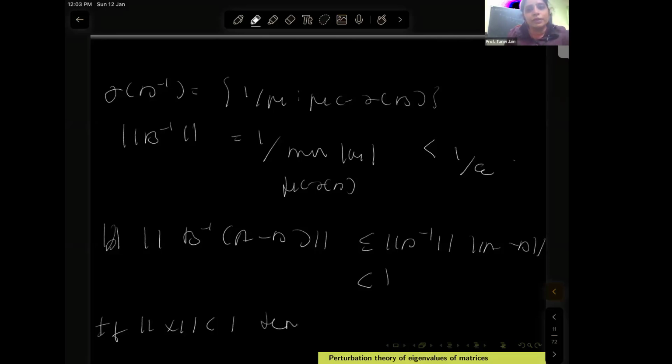you would have at least seen similar things for numbers. So if norm X is strictly less than 1, then my matrix I minus X is invertible. So this will give me that my B inverse (A minus B) plus I is invertible.